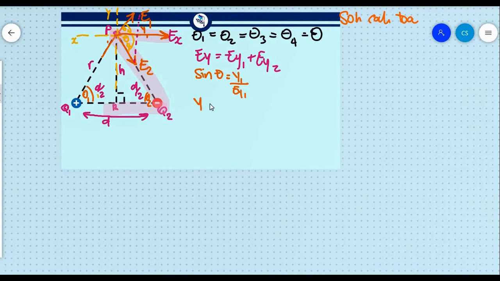Now y1 would therefore be equal to sine theta times EY1. Alright? And it would be the same really for EY2, except for the fact that the vertical component for EY2 acts opposite or in the opposite direction to EY1. So we'll have to change the sign to negative. So we'll get Y2 being equal to sine theta negative.